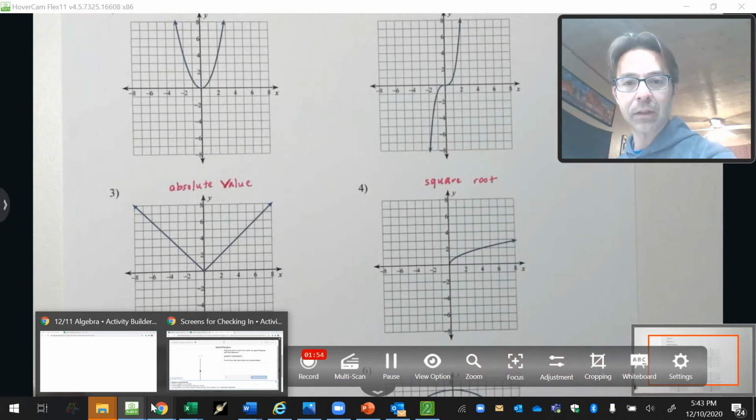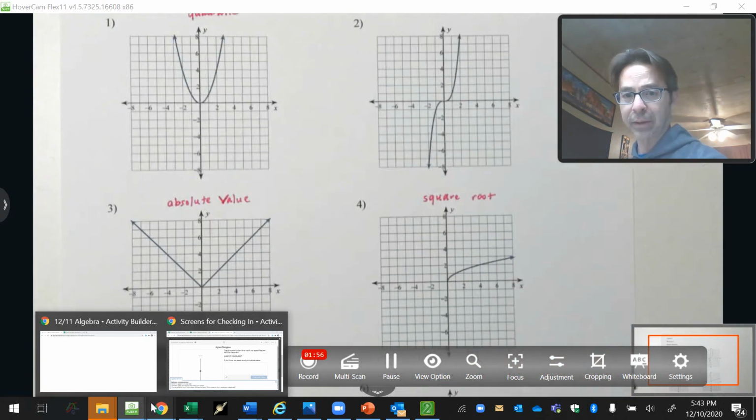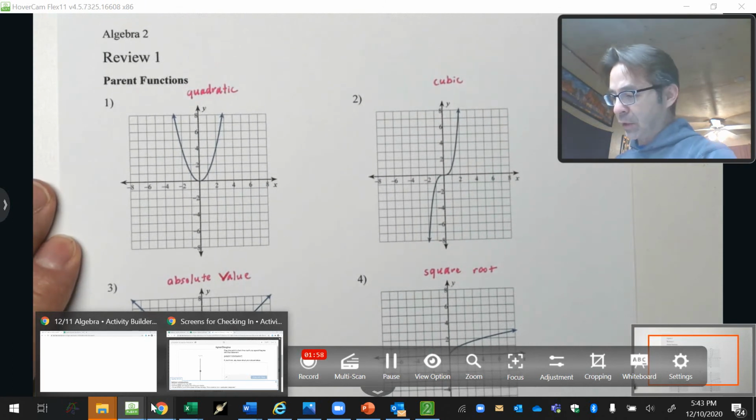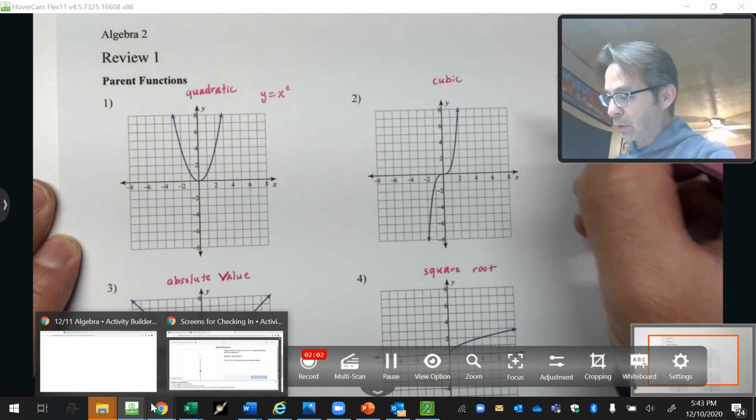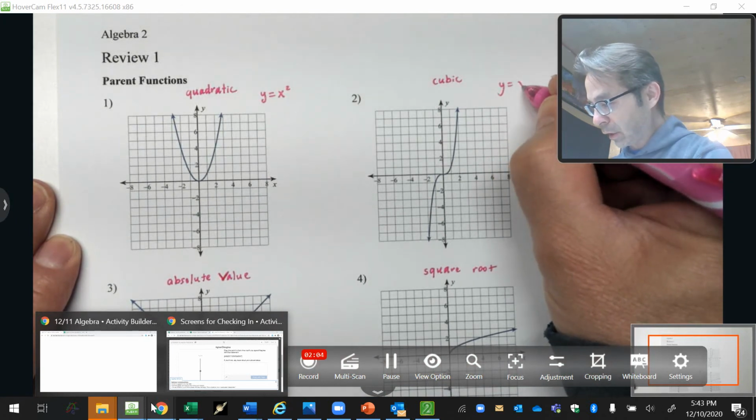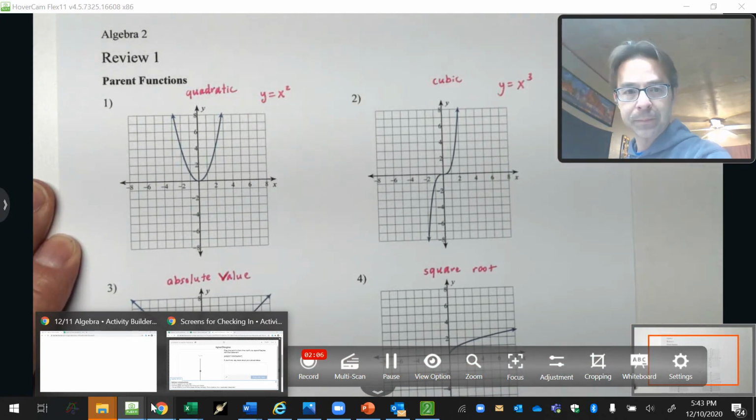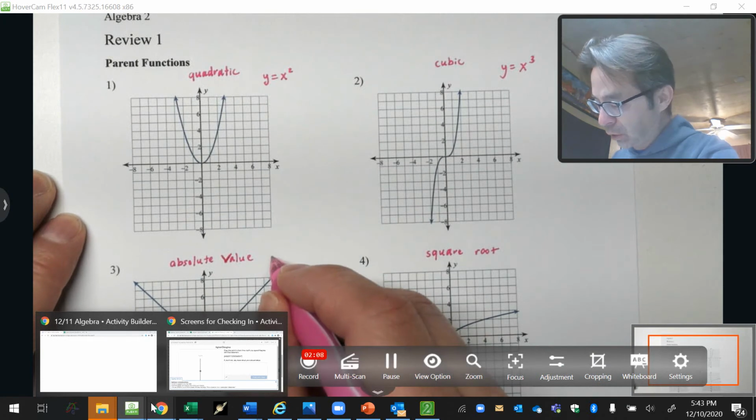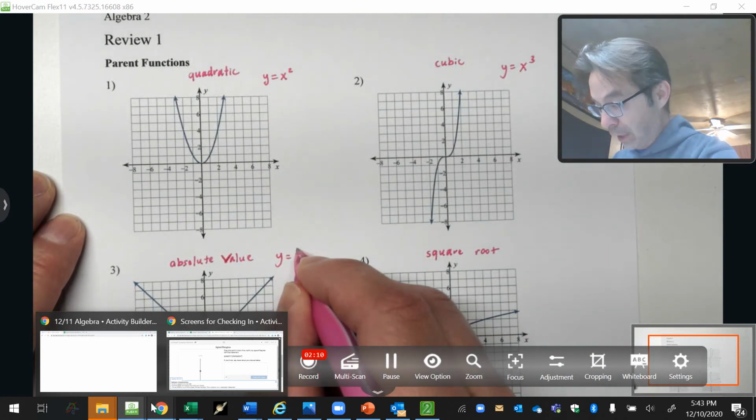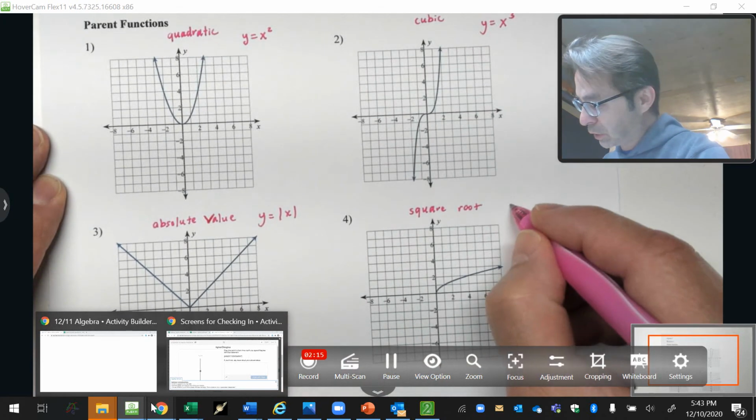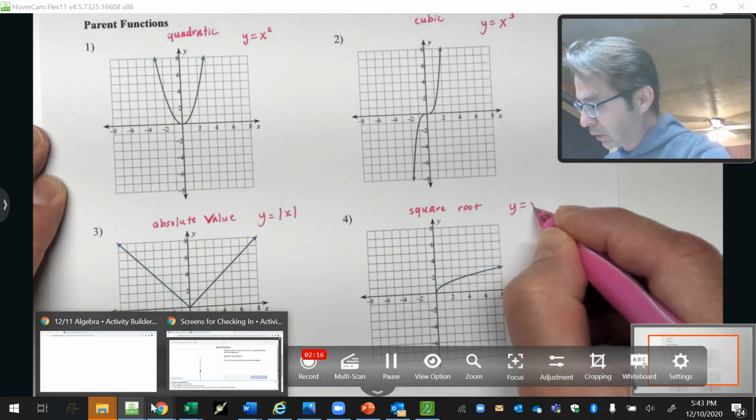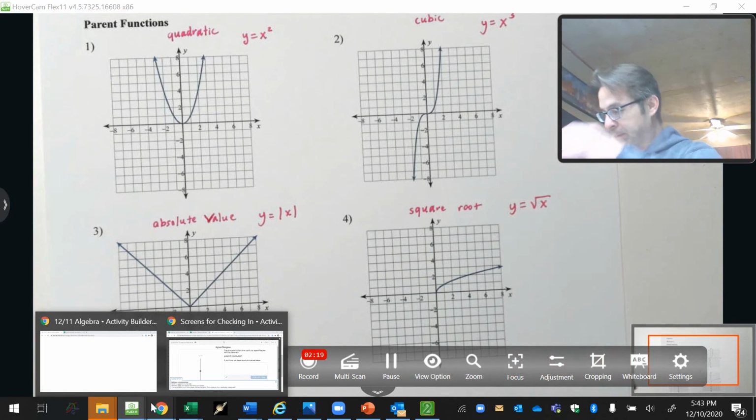Let's go ahead and there's a couple at the bottom. Quadratic function, that is y equals x squared. Cubic function is y equals x cubed. Absolute value is y equals the absolute value of x. And square root function is y equals square root of x.